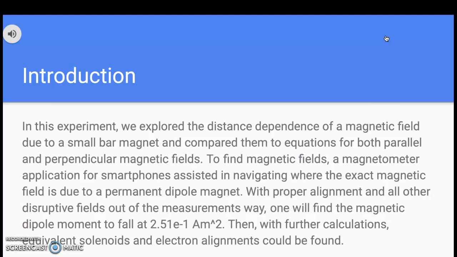For our magnetic dipole field lab, we explored the distance dependence of magnetic fields due to a small bar magnet. This allowed us to compare them to given equations for both parallel and perpendicular magnetic fields. For magnetic fields specifically, an application on our smartphones that included a magnetometer chip assisted us in navigating exactly where the magnetic field is due to a permanent dipole magnet.